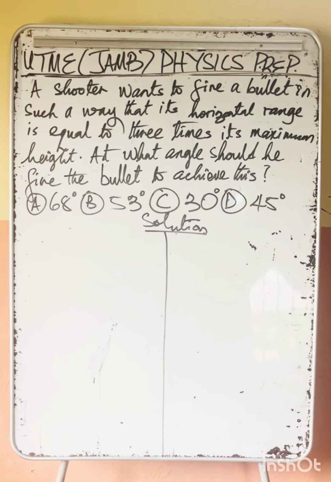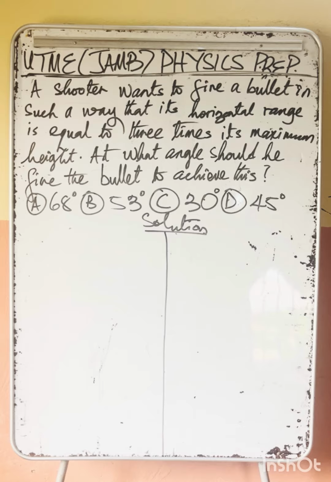Hello viewers, we have a question that borders on projectile motion and it goes as follows. A shooter wants to fire a bullet in such a way that its horizontal range is equal to 3 times its maximum height. At what angle should he fire the bullet to achieve this?